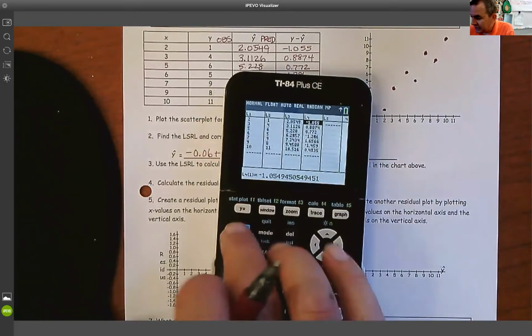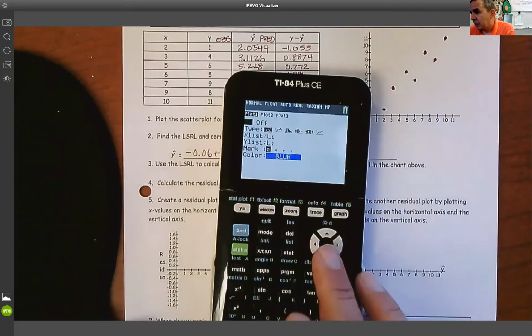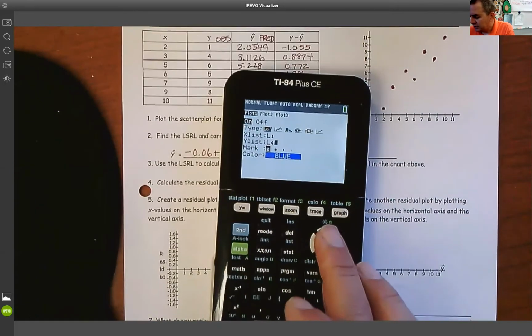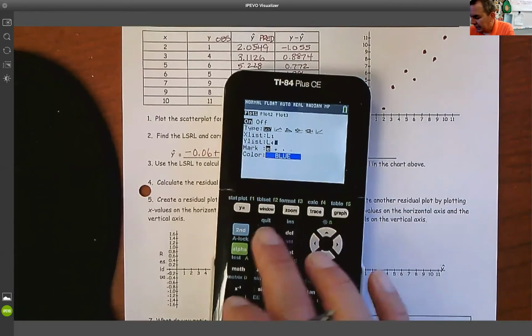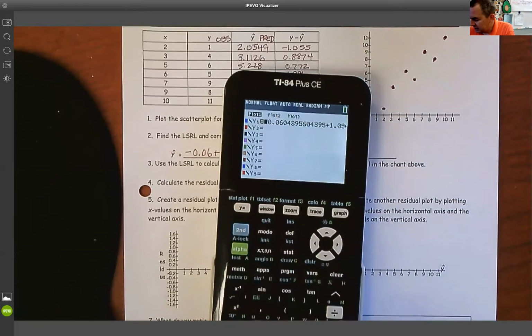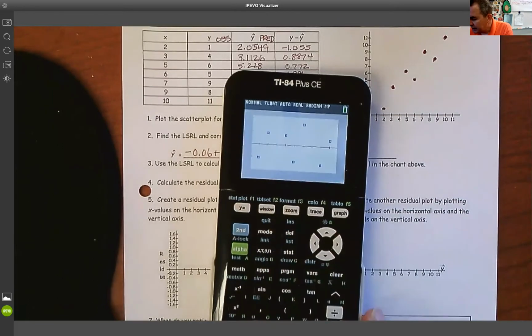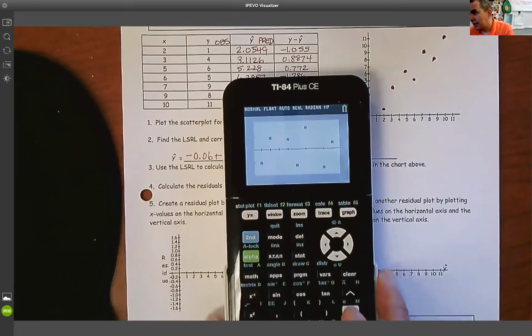So what I'm going to do is go back to my second y equals stat plot. And what I want to do here is my X's go on the L1, so the horizontal, and I want to put my residuals, which in this case is going to be my L4 list and L2. And quit. And I'm going to do zoom 9. And that's called my residual plot.